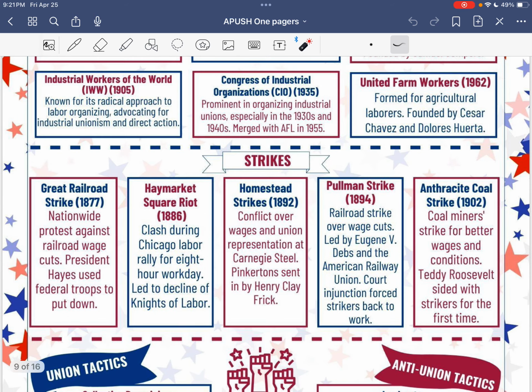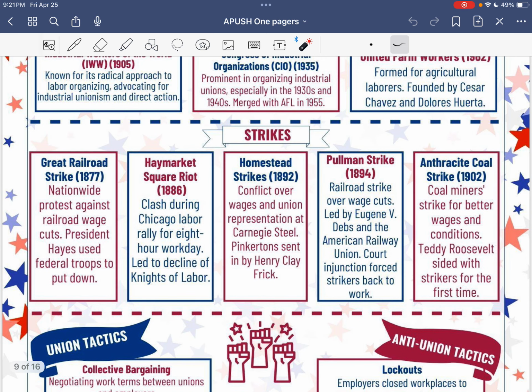Okay, let's talk about big strikes and then we'll be done. Again, almost all of them in time period 6. Some of them bleed over into time period 7. The Great Railroad Strike, 1877, is a nationwide protest against wage cuts and poor working conditions in the railroad industry. Starts in West Virginia. Railroad workers get a 10% wage cut, and the discontent with the railroad companies and the monopoly of railroad companies just spreads, and it involves over 100,000 different workers who strike.